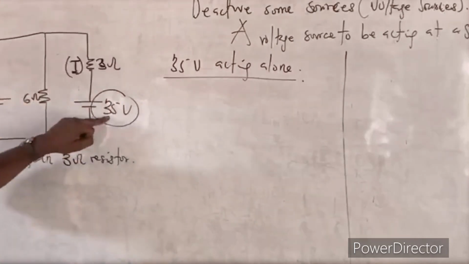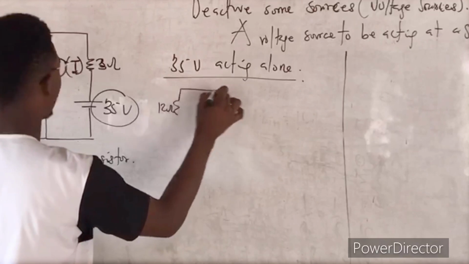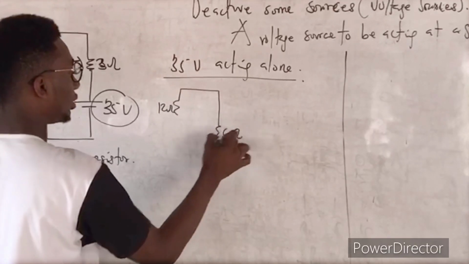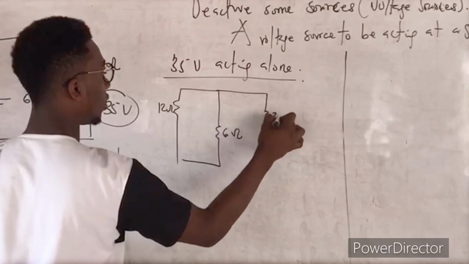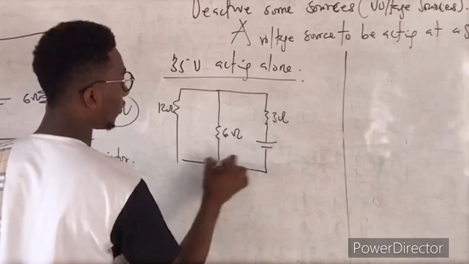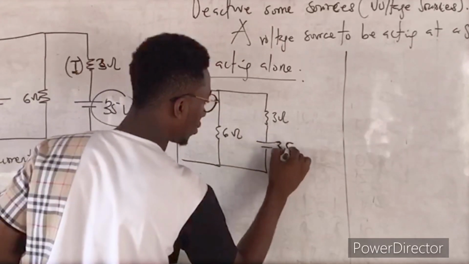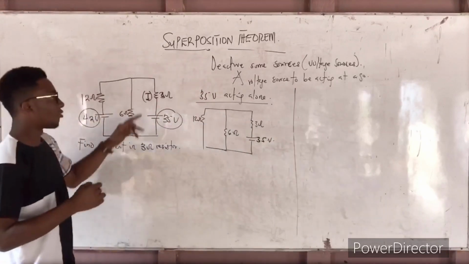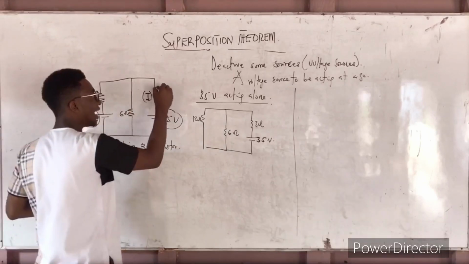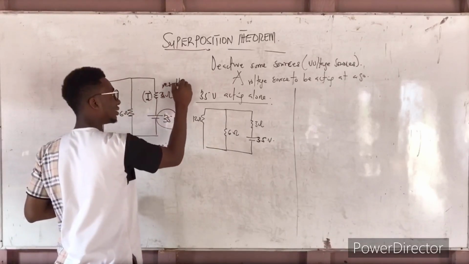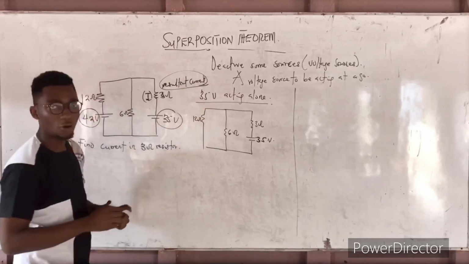So if the 35 volt is acting alone, then we have 12 ohm, 6 ohm, 3 ohm, and then 35 volt. Like I said, this one produces some current here, and this one produces some current, so we want to find the resultant current that will pass through this 3 ohm resistor.